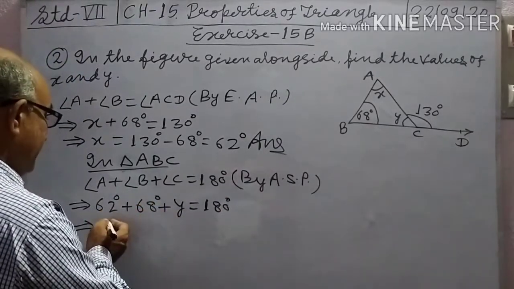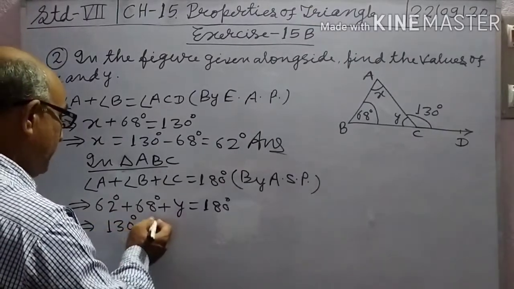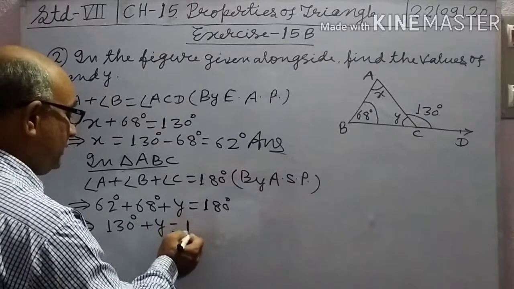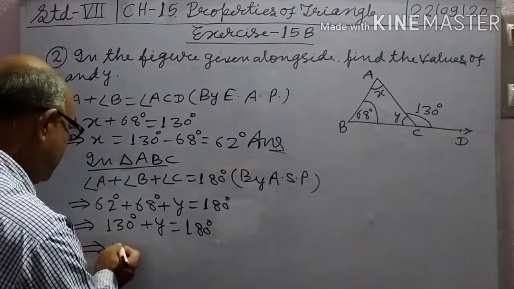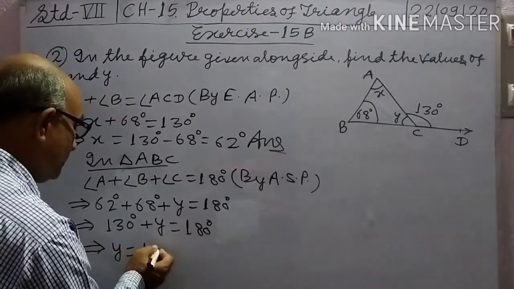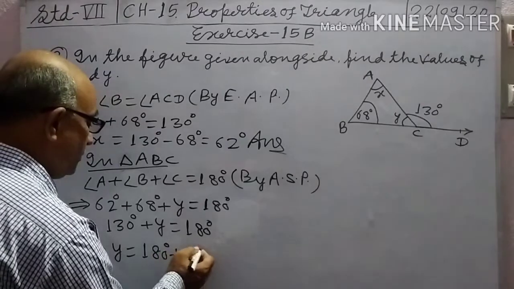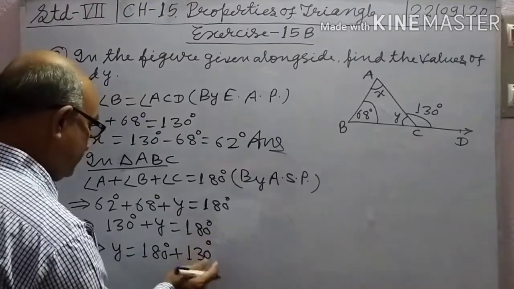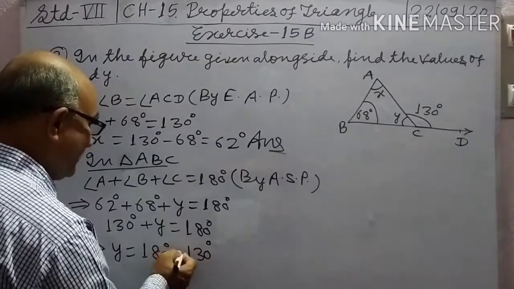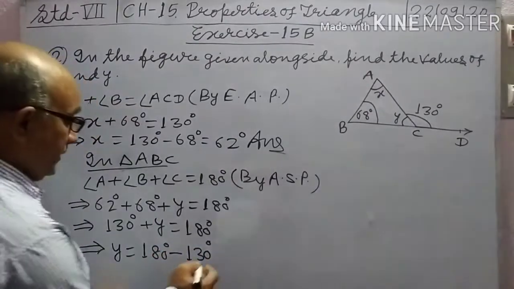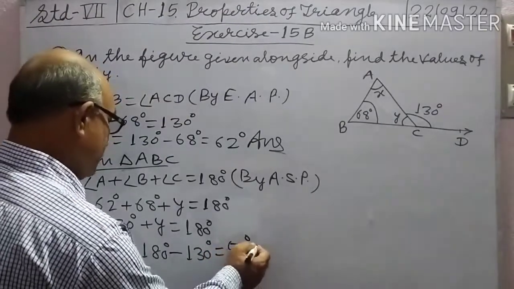62 degree plus 68 degree equal to 130 degree, plus Y equal to 180 degree. That implies Y equal to 180 degree minus 130 degree, by transposition, equal to 50 degree. Answer.